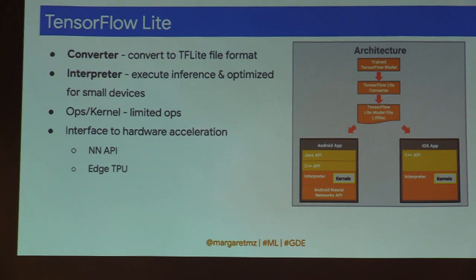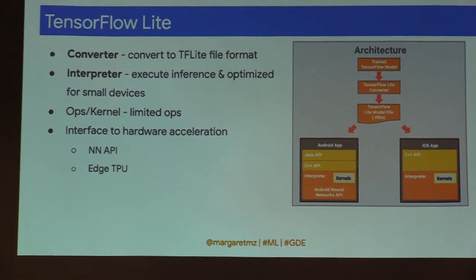The first one is the converter that allows you to convert from a regular TensorFlow model to a TFLite model, which you can run faster and smaller. And the second part is the interpreter. And the interpreter is what allows you to do the inference on device. And it's all optimized for mobile or smaller devices. And then the third component is the ops.